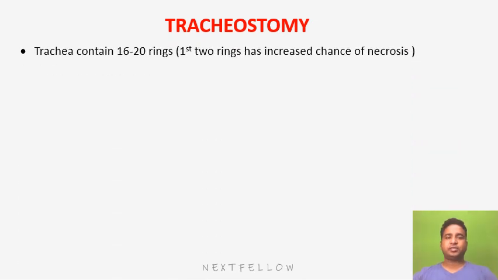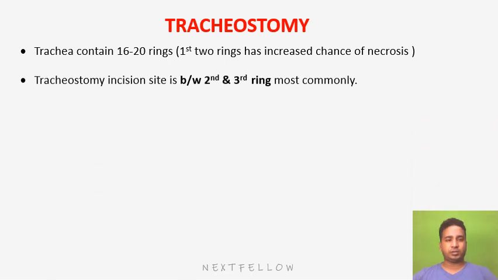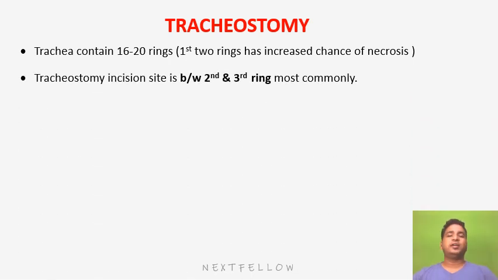So the trachea consists of 16 to 20 rings, and the first two rings have an increased chance of necrosis. The reason being they are related to the subglottic area, that is, the lower border of the cricoid cartilage. So this is the narrowest part of the airway. We can say the larynx, that is the subglottic area. At the junction of the cricoid and the first tracheal ring, the part is very narrow and has a high chance of necrosis. The most common site of tracheostomy is between the second and third ring.